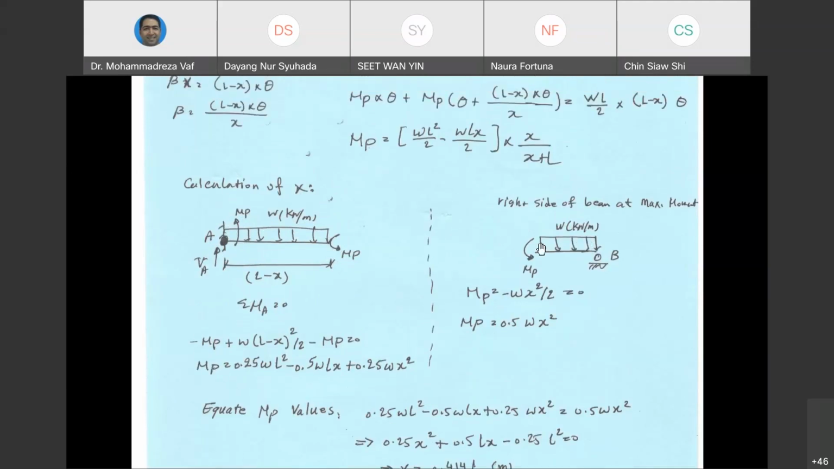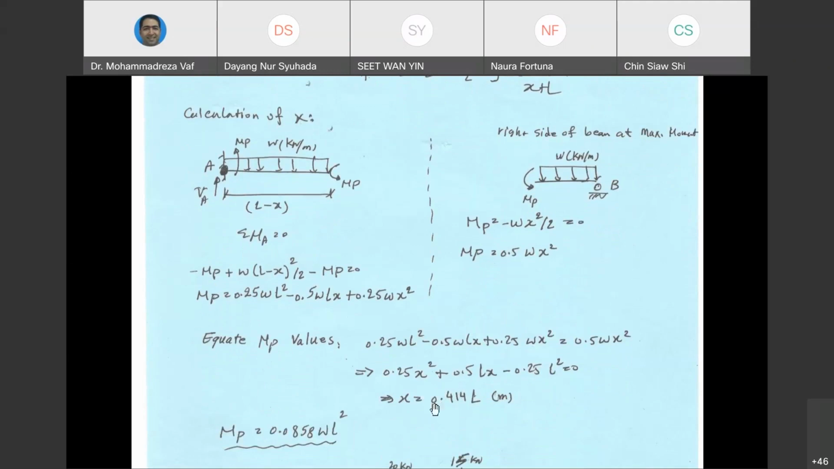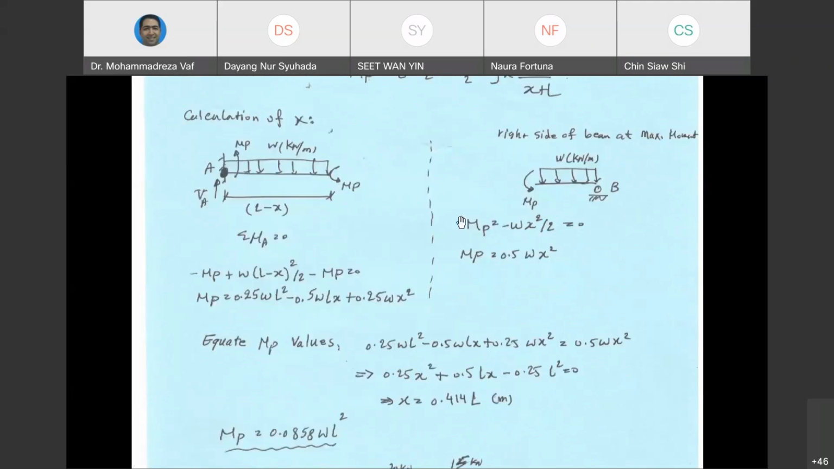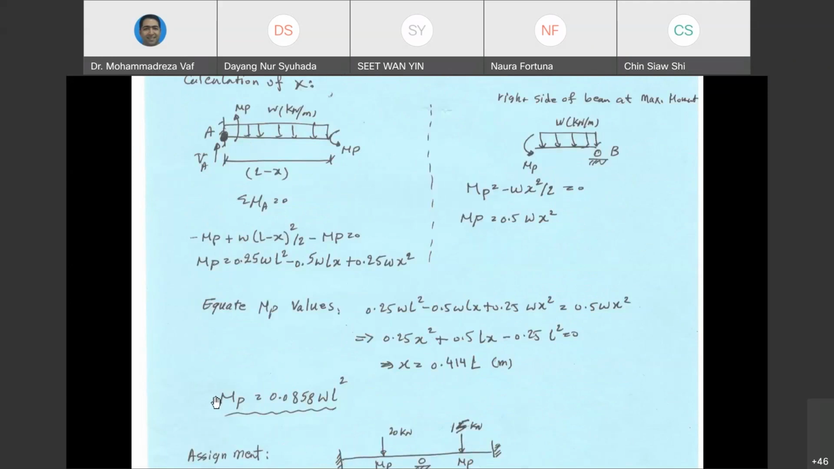You can do the same calculation for the right side of the beam, which has been cut from the location of the plastic hinge. Again, if you write down sigma M at point B equals to 0, from there you can get another MP. This MP and this MP should be equal because they have been cut from the same location. So if you equate this equation to this equation, you can get the value of X, and you can put the value of X inside this equation, and then you can calculate how much MP you need for the cross-section in order to avoid collapse.